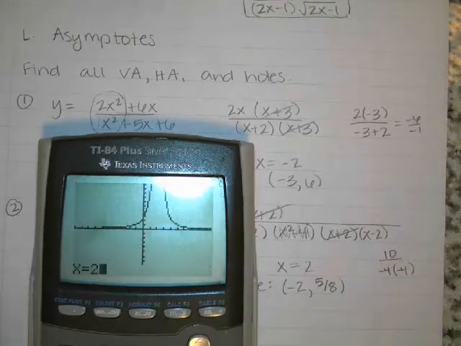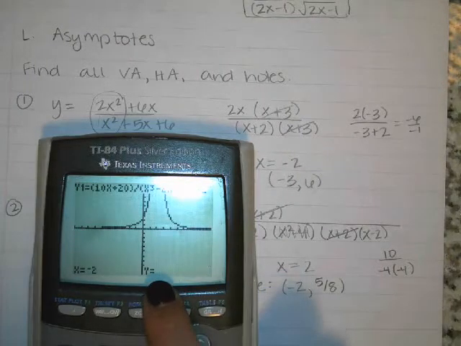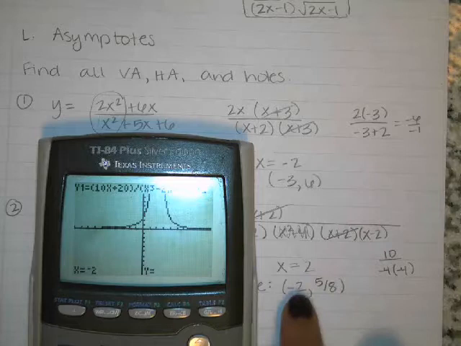Now I can go ahead and check plugging in +2, and I can see that there's no value, so that fits. That's my vertical asymptote. I can try plugging in -2. I can see there's no y value. That kind of confirms that there was a hole there.